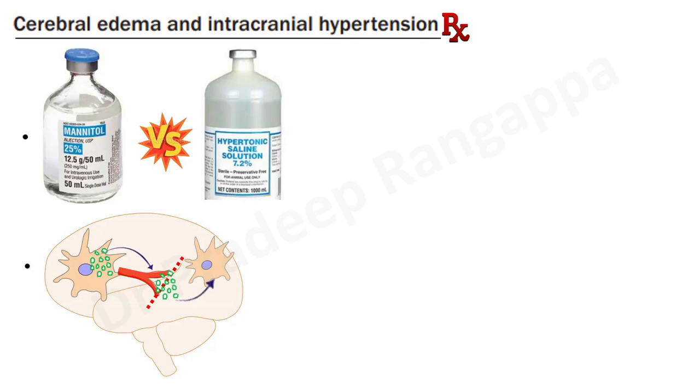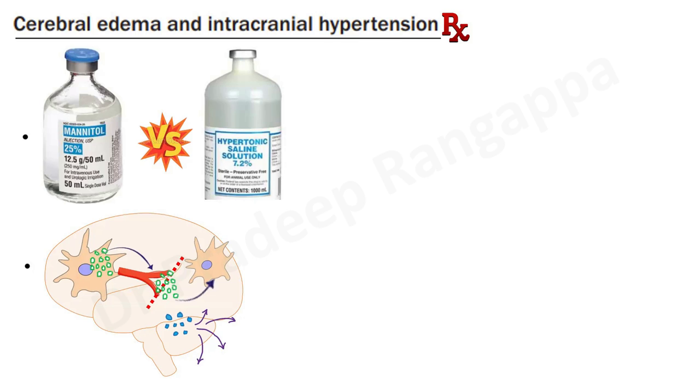So in our practice, we tend to use more of hypertonic saline, which may be more favorable, especially where there is a risk of breach in the blood-brain barrier. Because when there is a blood-brain barrier disruption, mannitol can lead to worsening or paradoxical brain edema, which one needs to bear in mind.